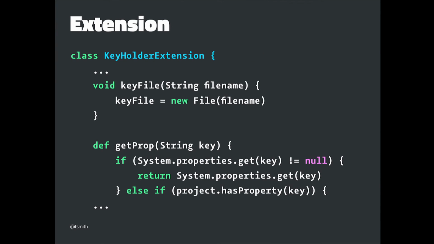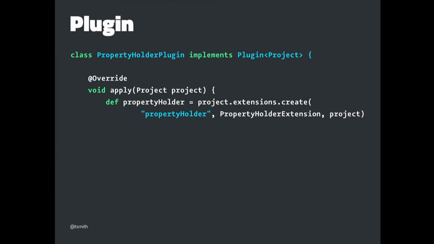To make it a little more idiomatic, we'll also provide the key file to shortcut assignment to file. You can also add the getProp function here in the extension, so the function can be available to any project that includes the plugin as well, or applies the plugin.